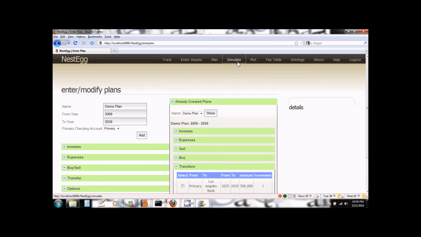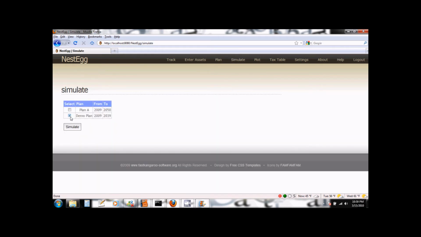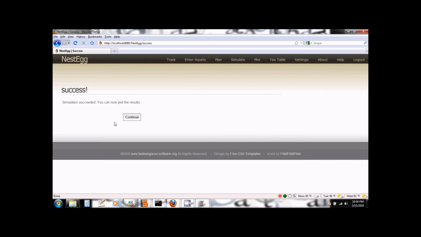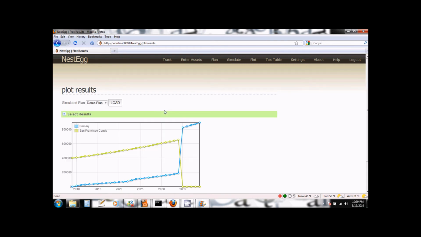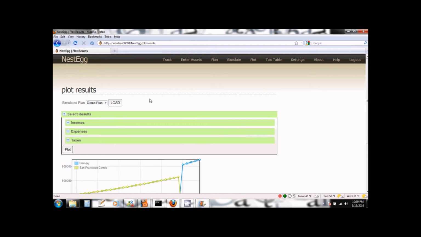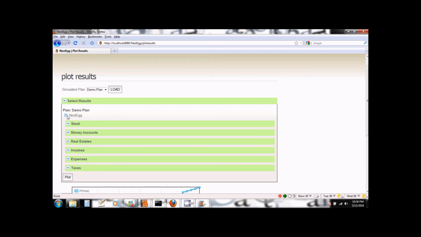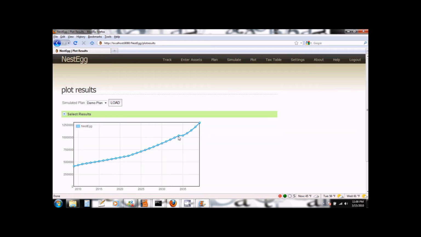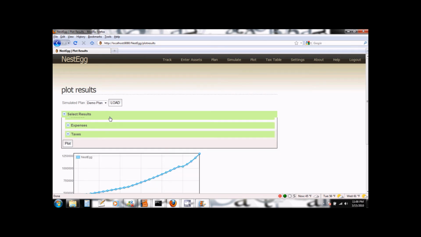So we go to the simulate menu, select our plan and simulate it. When the simulation completes, let us go and look at the results. Once again, let us remember to first load our new results, and then we can start by looking at nest egg. It's always the first thing we want to look at. Our nest egg is nicely positive, we are happy.